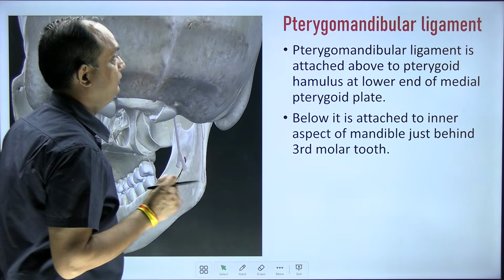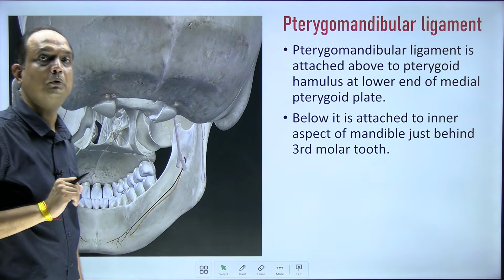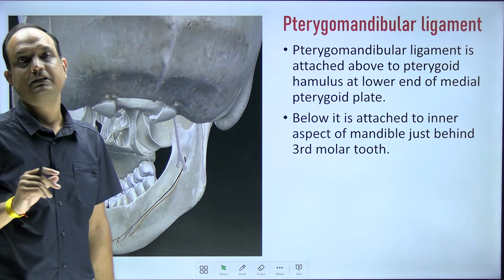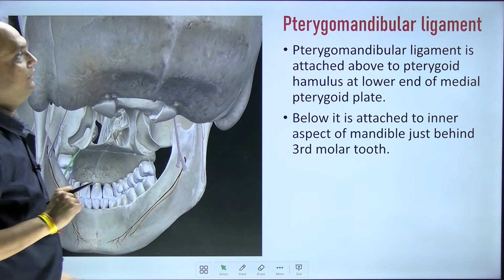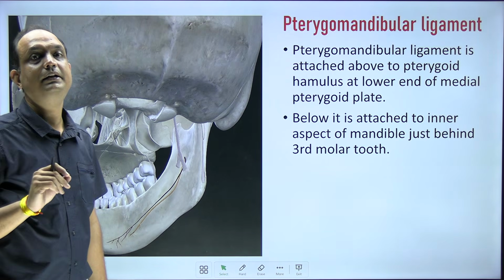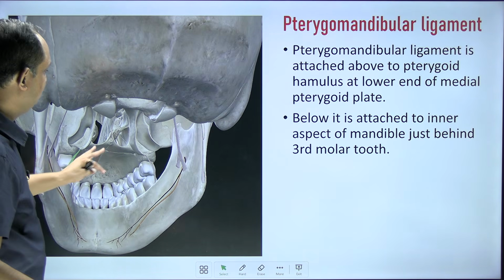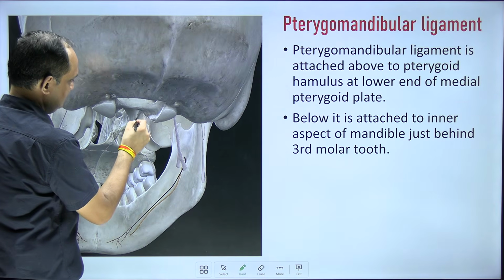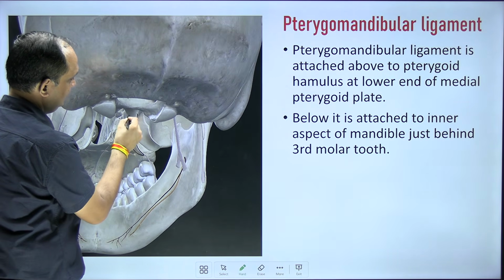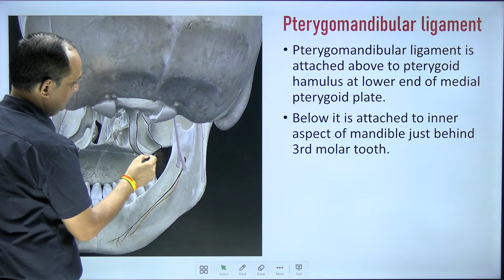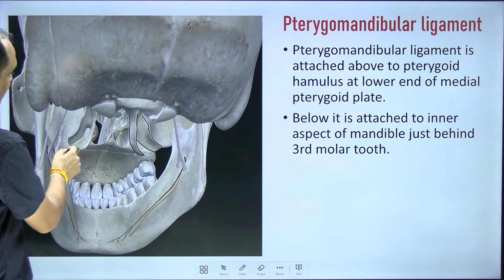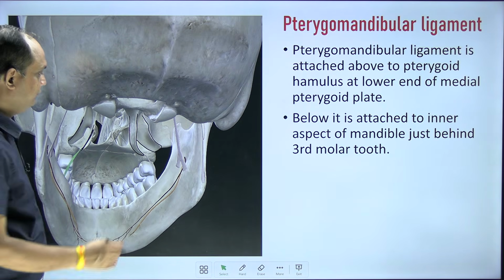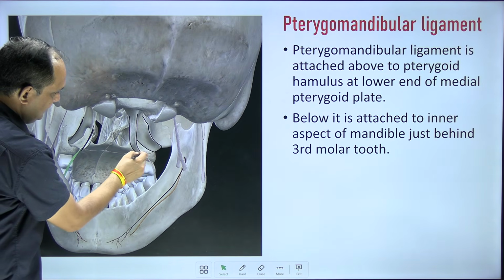Now when you see the pterygoid process, you know the sphenoid bone has the medial and lateral pterygoid plates, which are part of the pterygoid process. Here we are considering the lower end of the medial pterygoid plate. You can appreciate that two plates are visible: this is the medial plate of the pterygoid and this is the lateral plate. In the same way, you have the medial plate here and the lateral plate here. Clear?